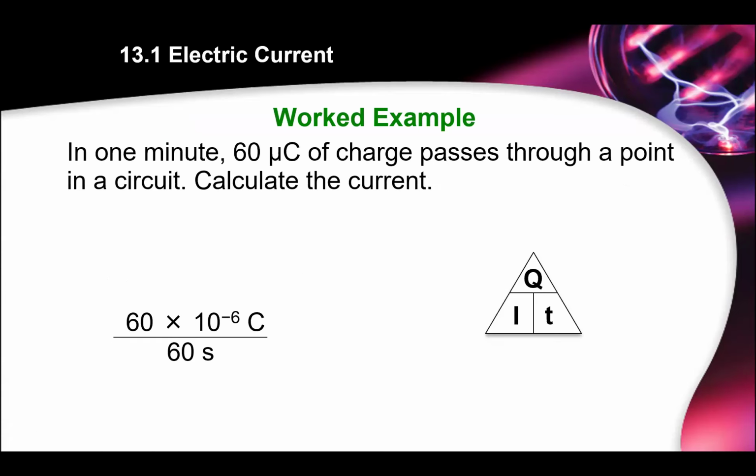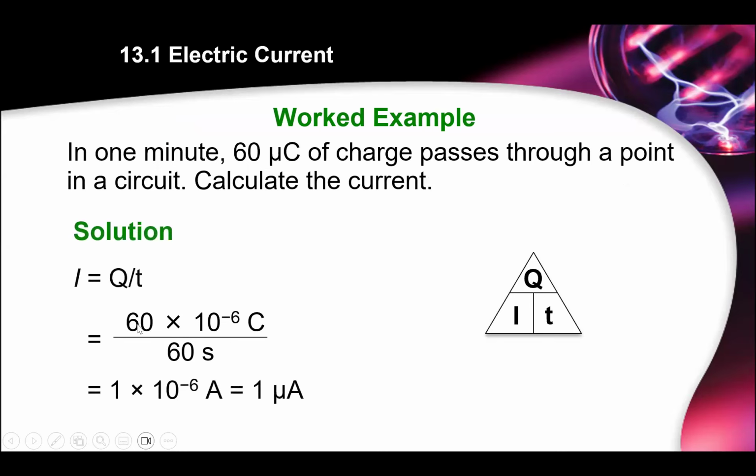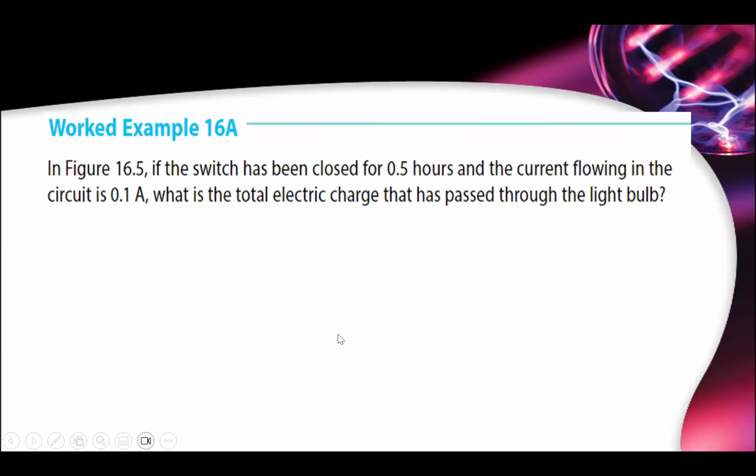Next. In 1 minute, 60 microcoulombs of charge pass through a point in a circuit. What is the current? Again, I'm looking for I. So I equals Q over T. Now my Q is the amount of charge, 60 microcoulombs. Micro means times 10 to the power minus 6, your prefix, divided by 1 minute, which is 60 seconds. So you actually get 1 microampere.